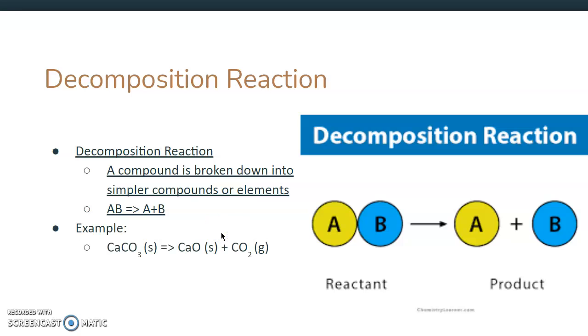So for example, this is calcium carbonate, I believe. So we are taking calcium carbonate, which is a solid. It's actually a salt that is found in rocks, and we're going to break it into calcium oxide and CO2, which is carbon dioxide. So this is a gas that we've seen a lot, carbon dioxide. But anytime we have one larger compound breaking down into 2 simpler ones, it is a decomposition reaction.